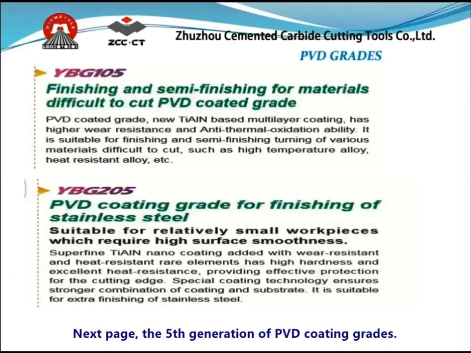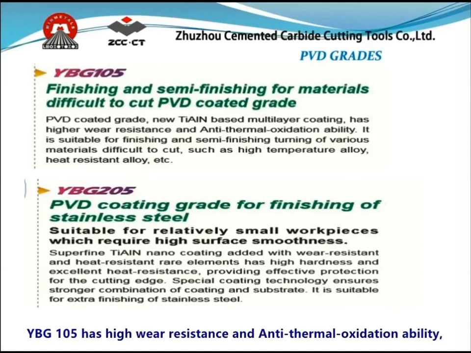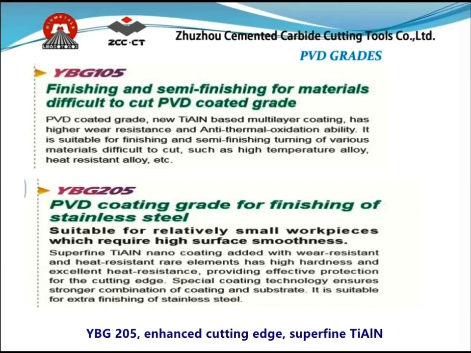Next page, the fifth generation of PVD coating grades. With a new aluminum titanium nitride-based multi-layer coating, YBG 105 has high wear resistance and anti-thermal oxidation ability, suitable for finishing and semi-finishing H materials and S materials. YBG 205, with an enhanced cutting edge and superfine aluminum titanium nitride nano coating with added rare elements to secure wear resistance and heat resistance, is specially designed for finishing stainless steel workpieces with relatively small size and high requirements on surface smoothness.